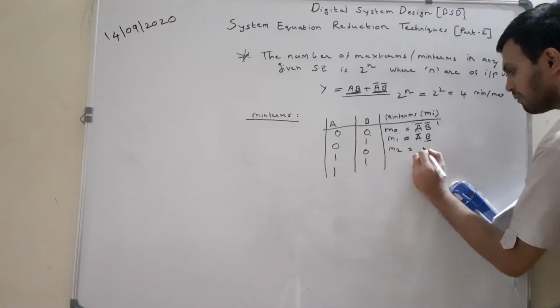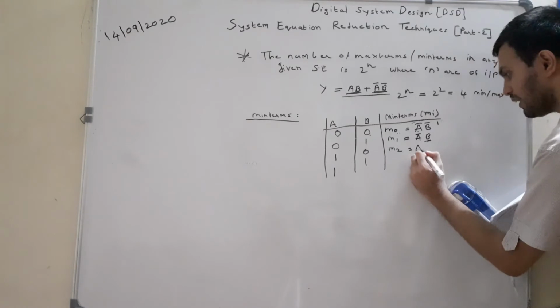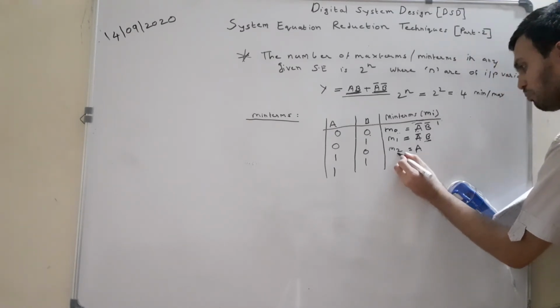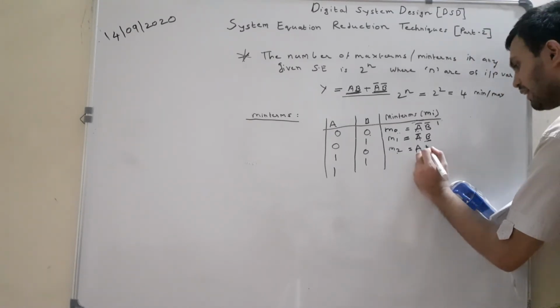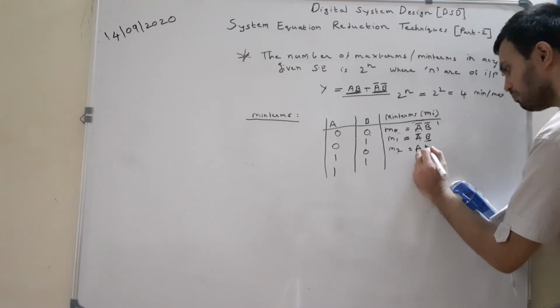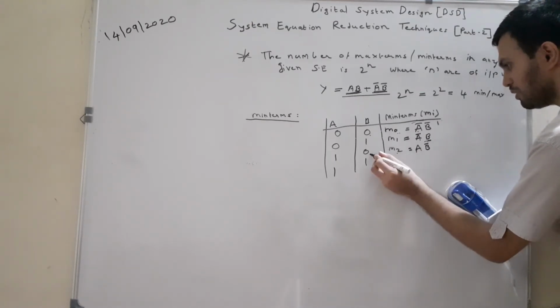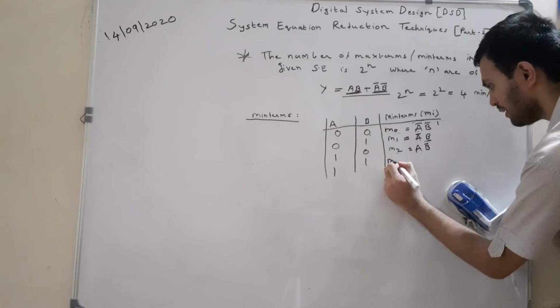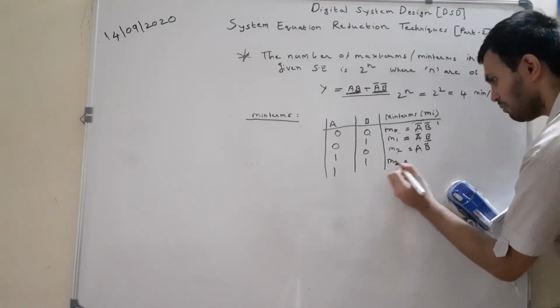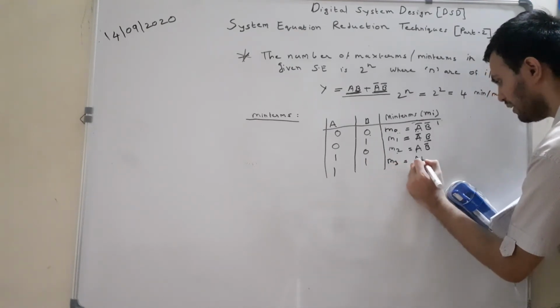So here A is 1, so A will be there as it is. When min term 2, M2, A will be represented as it is, and B's complement will be taken because B's value is 0. Now in the third step, M3, both are 1, so we will write simply AB.